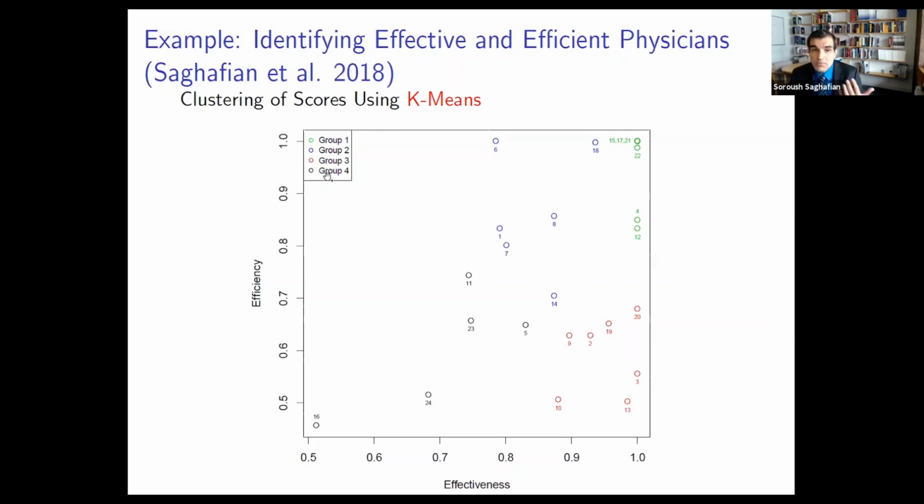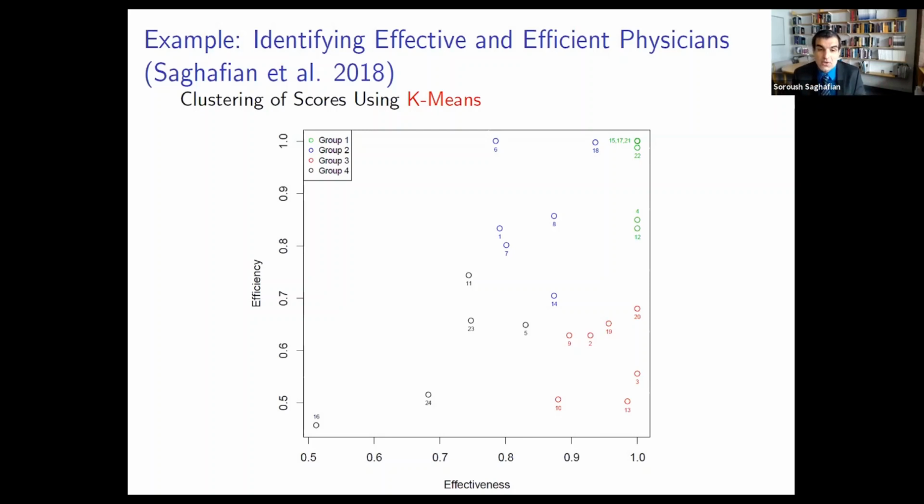Now, this group number 4, for instance, are physicians that are not effective and not efficient. And when you compare them with physicians that are in group one, in cluster one, now you can study what type of things they're doing differently, right?